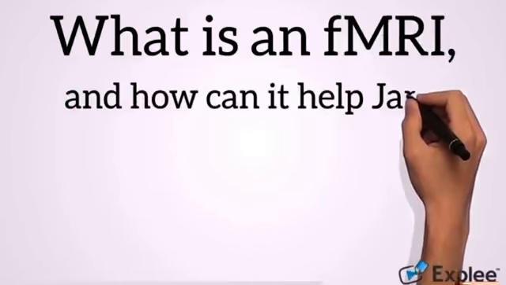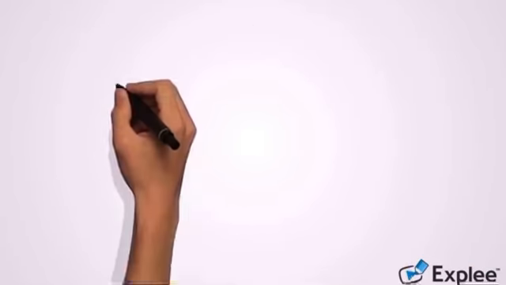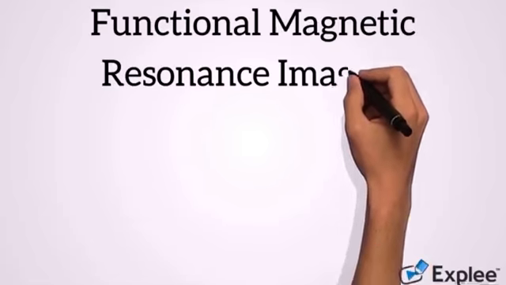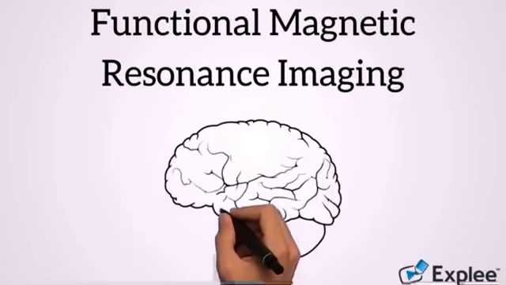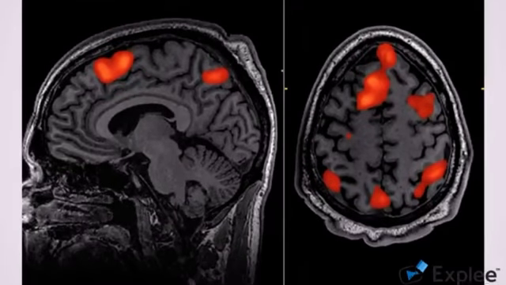So, what is an fMRI and how could it help Jane understand more about her emotional trauma from the car accident? In basic terms, an fMRI, or functional magnetic resonance imaging, is a method of diagnosing brain activity specifically by monitoring circulation of blood through different parts of the central nervous system. In this case, they would be looking at Jane's brain.